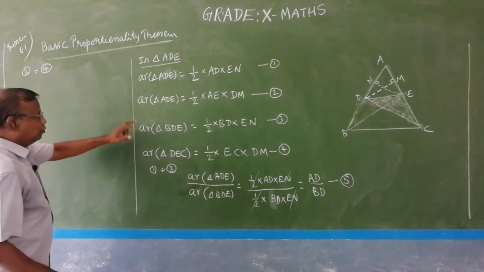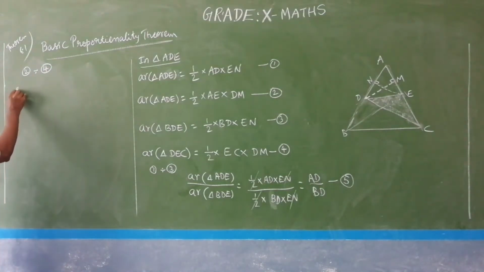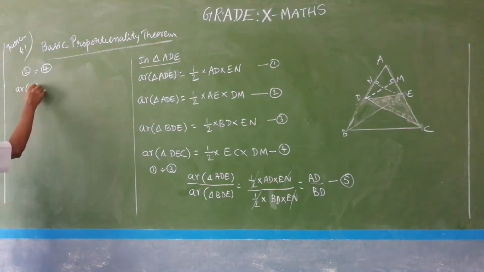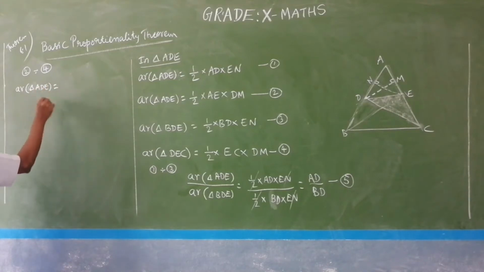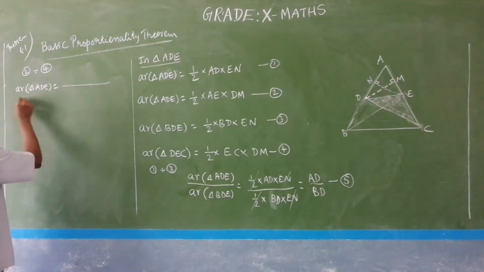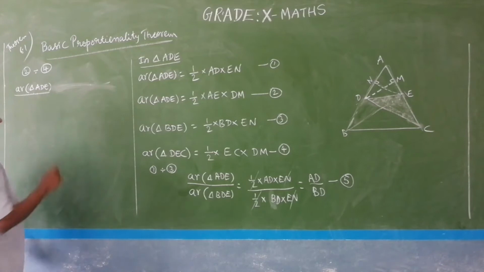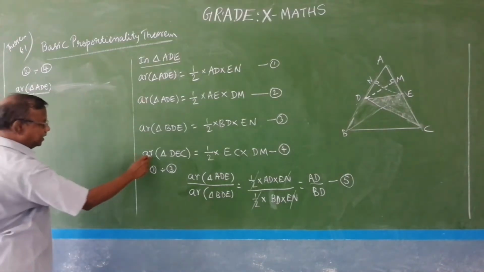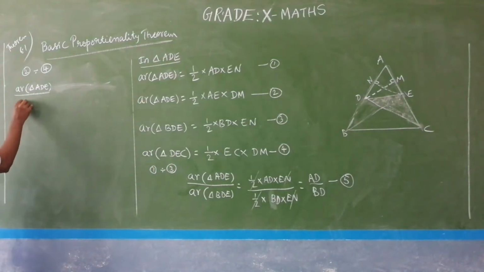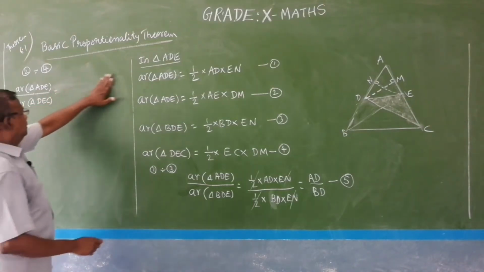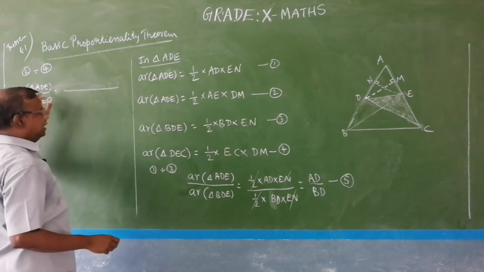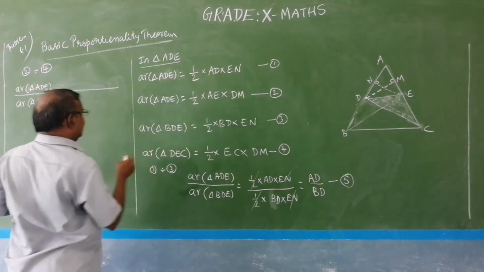That is 2 means area of triangle ADE. Area of triangle ADE is equal to, divided by, LHS is area of triangle ADE and divided by 4 means area of triangle DEC. Area of triangle DEC is equal to, what is the area of triangle ADE? Half into AE into DM.